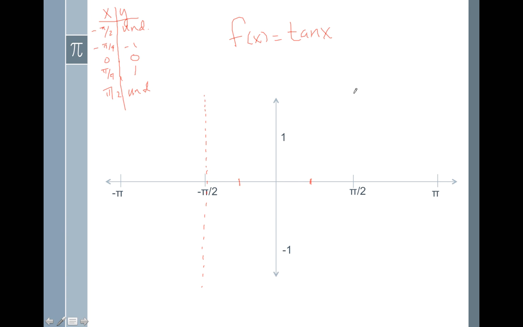Over here, I'm going to put in my other asymptote at pi halves, and I'm going to put in the other dots that I know. I know the point 0, 0. I know the point negative pi fourths, negative 1, and positive pi fourths, positive 1. And now comes the point of trying to graph this.